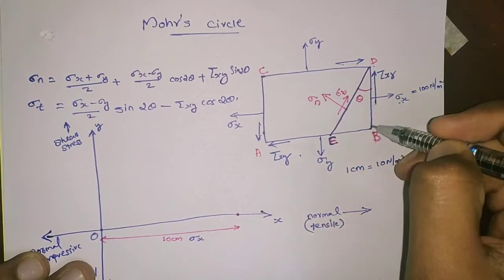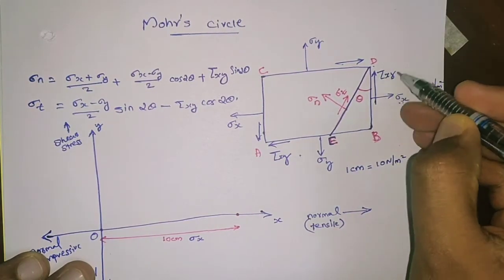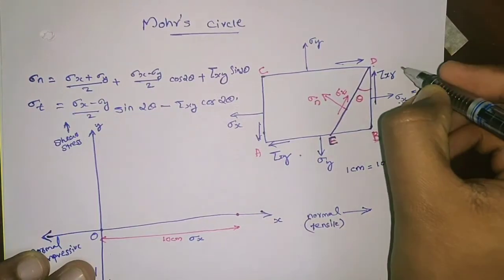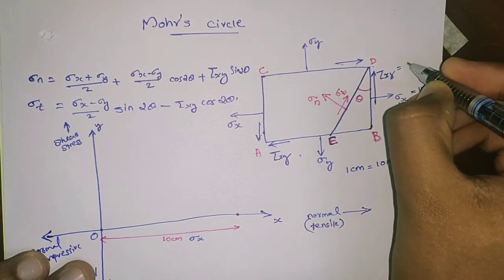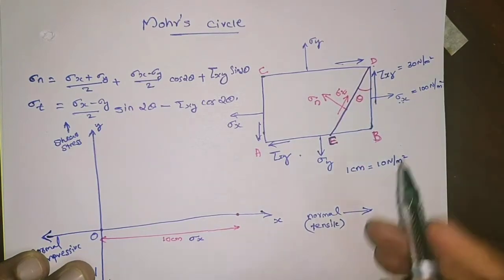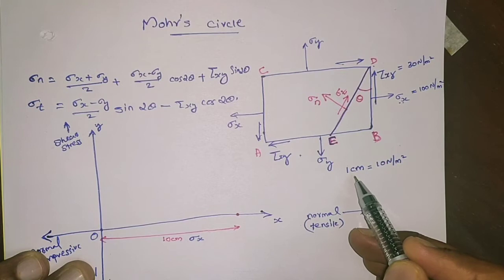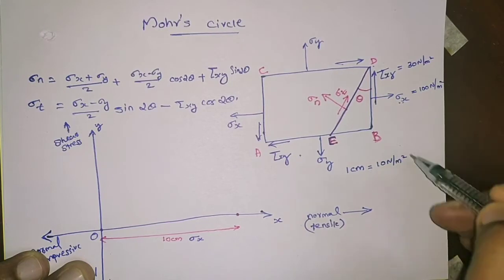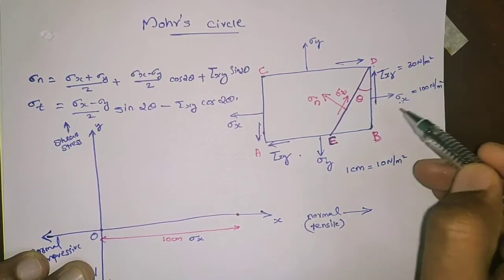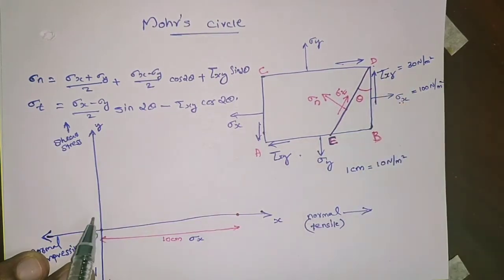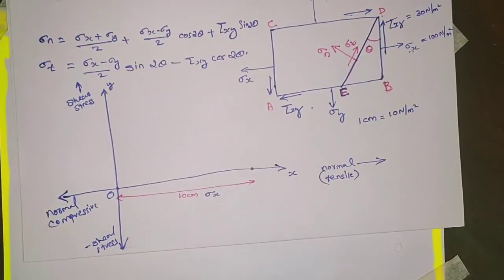Then in the same plane, BD plane, we have tau xy. For example, tau xy value is equal to 30 Newton per meter square. Then on the scale, how many centimeter? 1 centimeter is equal to 10 Newton per meter square, then 30 Newton per meter square will be 3 centimeter. And the tau xy, that is shear stress, should be either in the positive y dash or in the negative y direction.